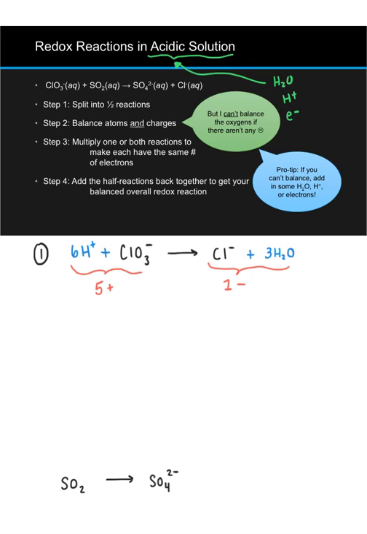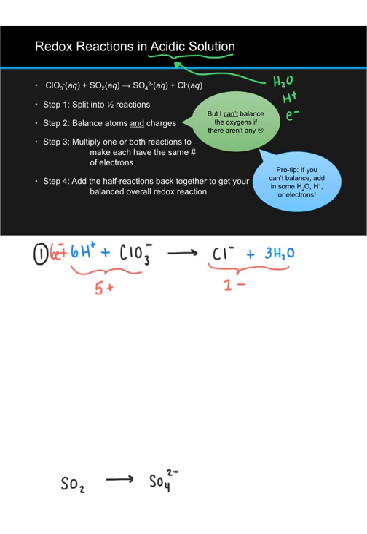To balance charge, we need this last species, electrons. In this reaction, we're going to need to include electrons to balance charge. We'll always add electrons to the side with the more positive charge. In this case, the more positive charge is 5+. To get from 5+ to 1-, we need to take away 6 or add 6 negatives.